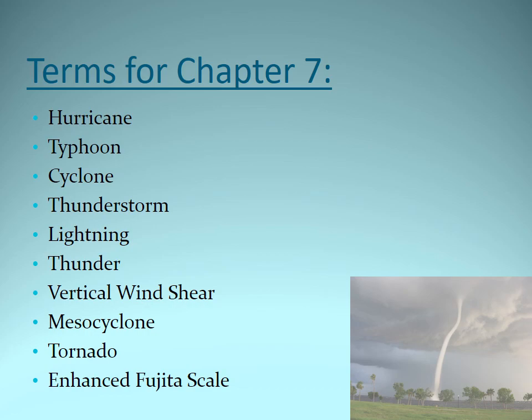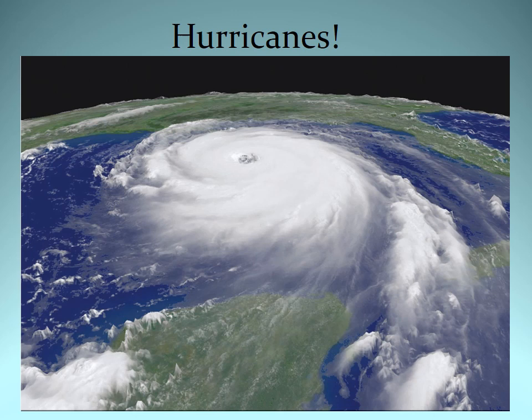So the first thing we're going to talk about is hurricanes, and this is basically a three-dimensional satellite image of Hurricane Katrina in the Gulf of Mexico. You probably already have heard of Hurricane Katrina, and we'll talk more about this hurricane later on in this chapter.